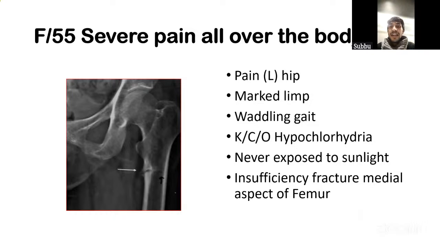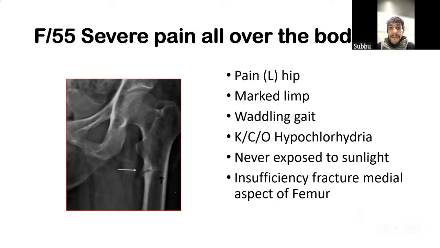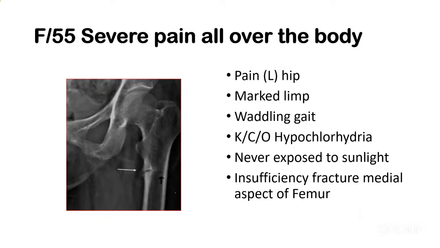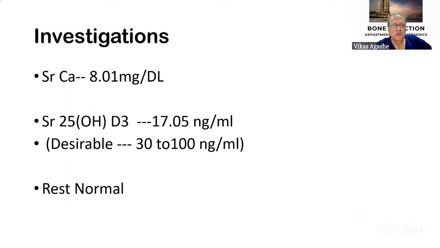Back to basics. So insufficiency fracture and atypical fractures are two different things, okay? So don't mix the two. So this is very likely to be, or rather diagnostic of, insufficiency fracture because of osteomalacia. Okay, medial aspect. Lateral would be atypical. Okay, so these are her reports. Her calcium is 8.01, vitamin D is 17.5, rest is normal.